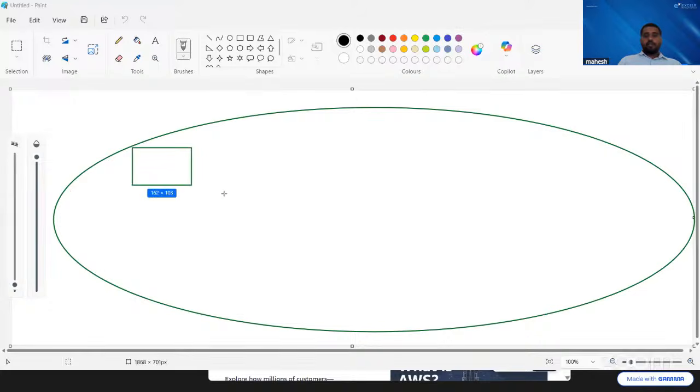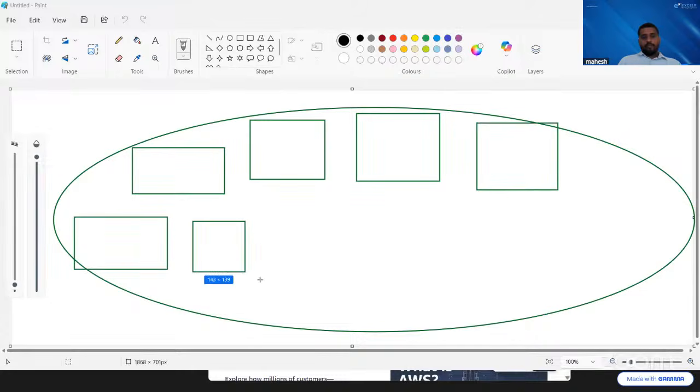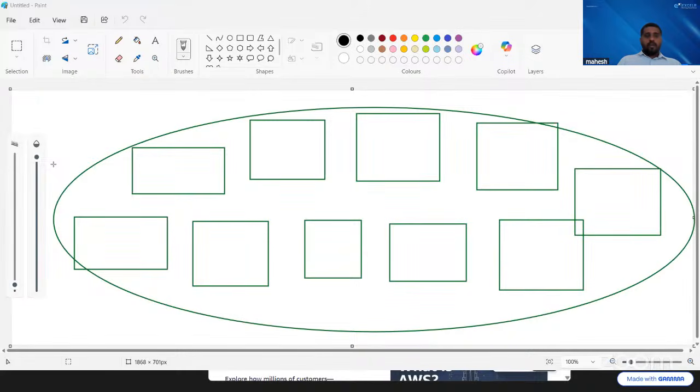Let us assume that we have different data centers spread across different places. Participants, listen very carefully. These are some of the regions. Let us assume that this is the AWS global infrastructure, the entire world. In this entire world, AWS has constructed its physical data centers, and AWS has divided them region wise.